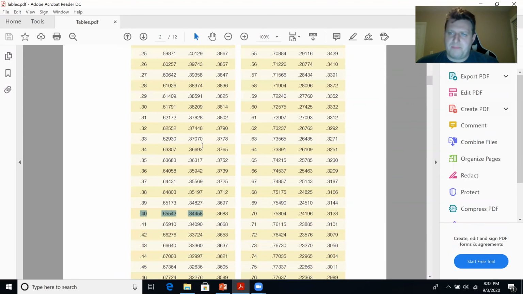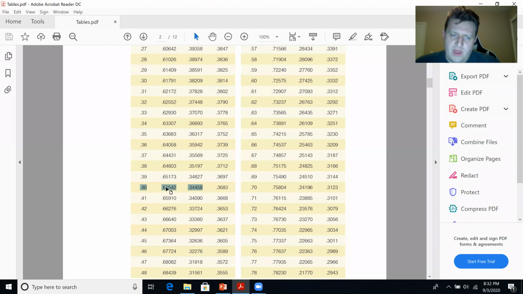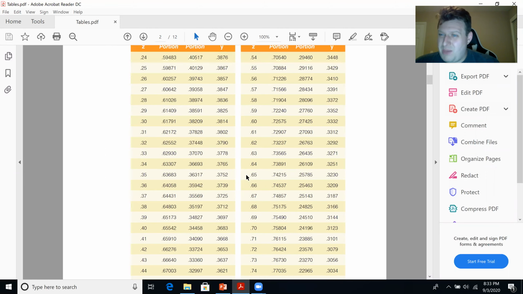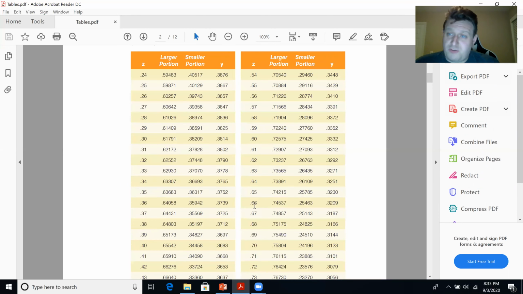So let's go back here. The larger portion, which again would be the proportion of people that scored lower than that value, is 0.65542. The proportion of people that score higher than that value is 0.34458. Look, we used the table. We didn't have to do any algebra. We didn't have to do any calculus. We just looked it up.